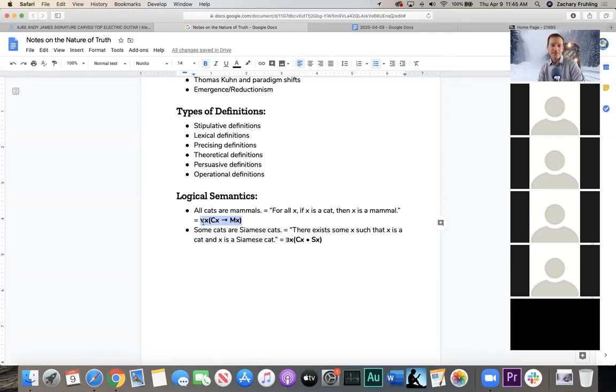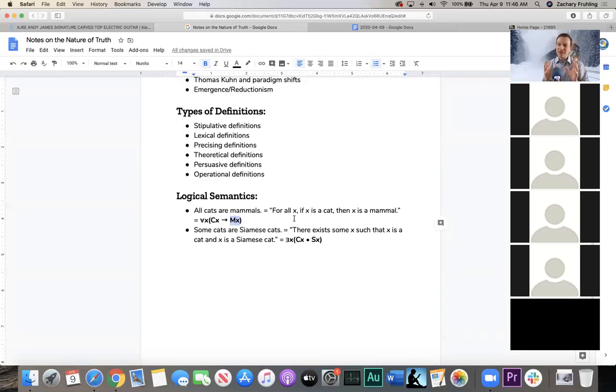This symbol here, this upside down A, means for all. So for all X, for any object, for any entity, if X is a cat, that's what's going on here, then X is a mammal. That is a more structured, maybe more accurate way of capturing the meaning of all cats are mammals. You can say, take any object you want, for all X, if it's a cat, then it's a mammal. And then, of course, the reason that logicians do this is because it gives you some mechanical means of deducing further things that have to follow from various sets of statements. And all of that we'll talk about in my logic class next semester.